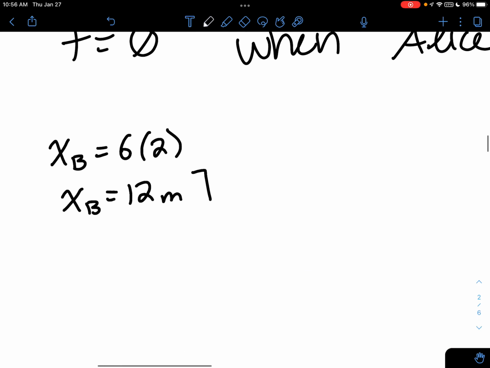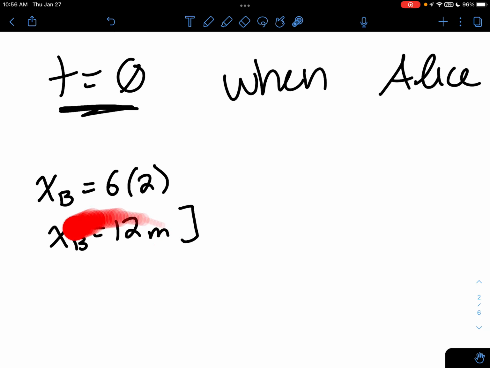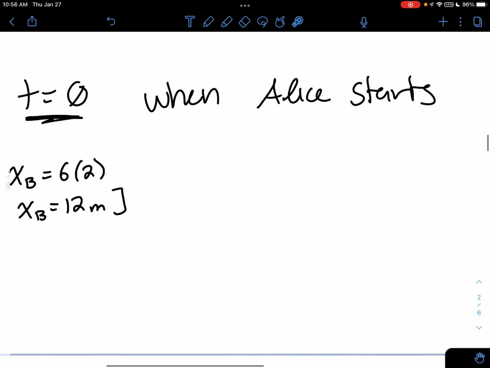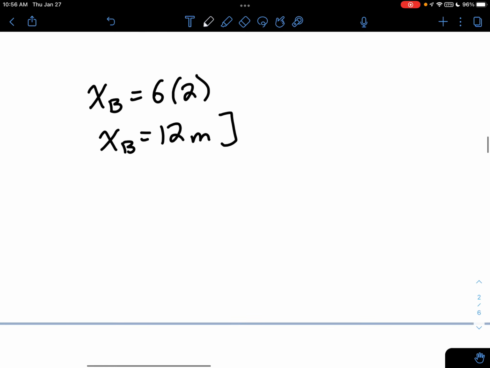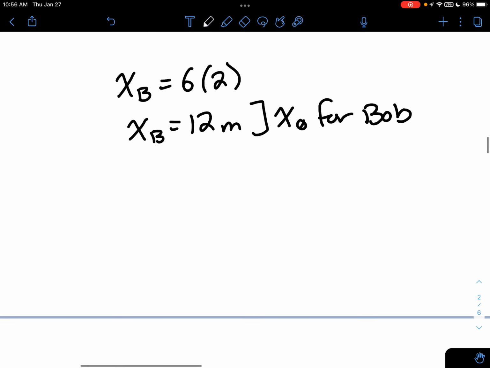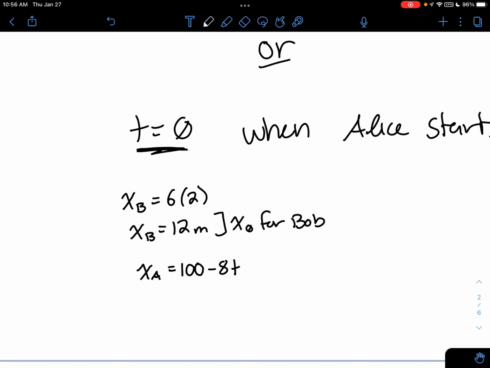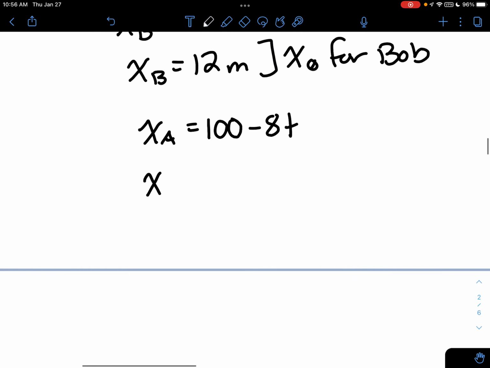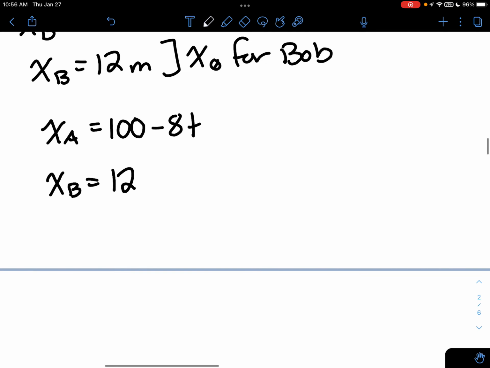So now, since we're setting t equals 0 to when Alice starts, Bob is already starting at this position of 12 meters, an extra position, x naught of 12 meters. This becomes x naught for Bob. So now if we rewrite the position versus time equation, Alice's equation stays the same because we said that t equals 0 when Alice starts, so that hasn't changed from the original problem. But now for Bob, we have to have our x naught, 12 plus 6t.